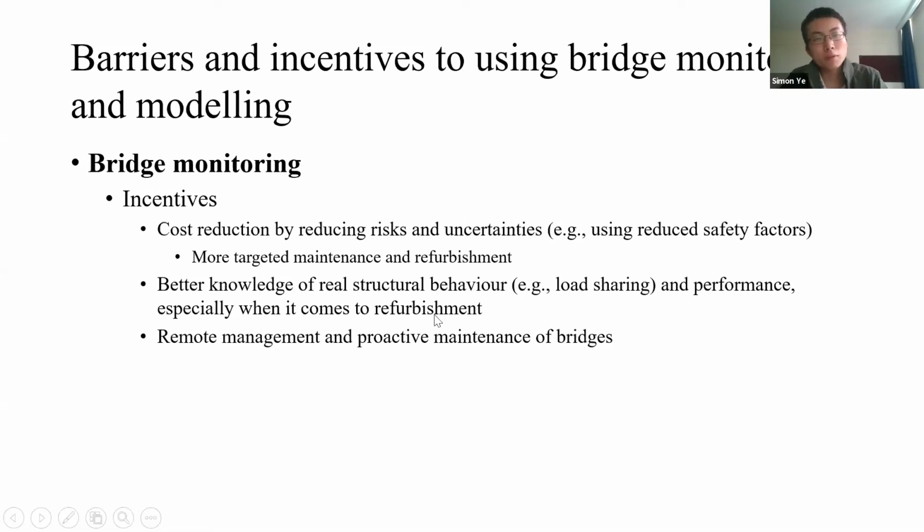When it comes to refurbishment, the problem is that if we don't have the knowledge of the real structural behavior and performance, then we need to make a lot of very conservative assumptions, and sometimes it can be quite challenging. So having that knowledge of real structural behavior and performance will be very helpful when doing refurbishment. And the final one is a general vision for bridge monitoring: can it help us to do remote management and proactive maintenance of bridges?